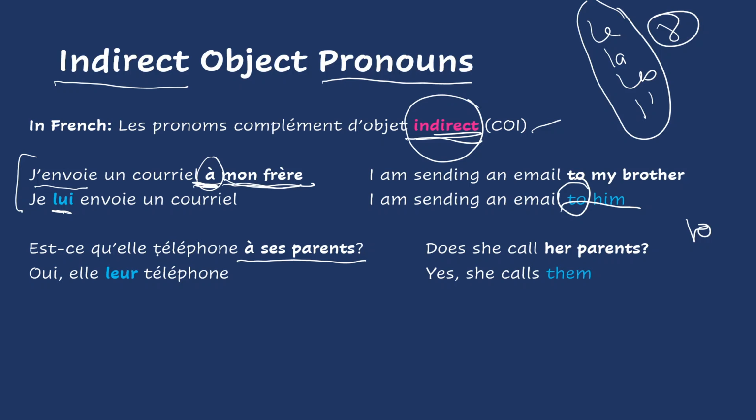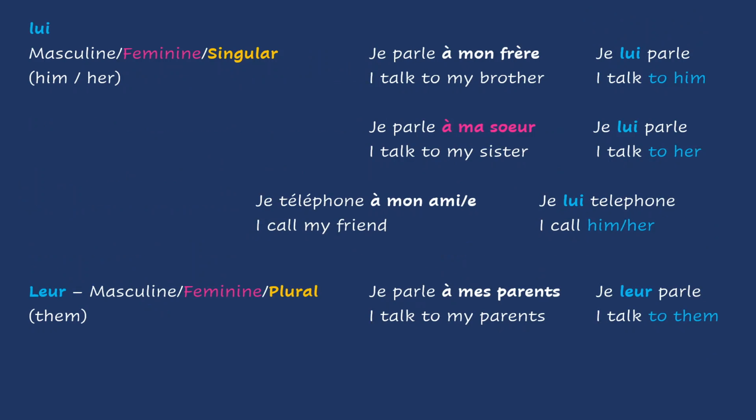But in French, if you use a verb like téléphoner, you will remember that téléphoner à is to telephone to someone. Then if you want to replace à ses parents, you will use leur, which is the plural form, because you need the indirect object pronoun. So, as we saw, we have lui and leur. You are going to use lui with a noun that is masculine or feminine, but singular, to replace in English him or her.